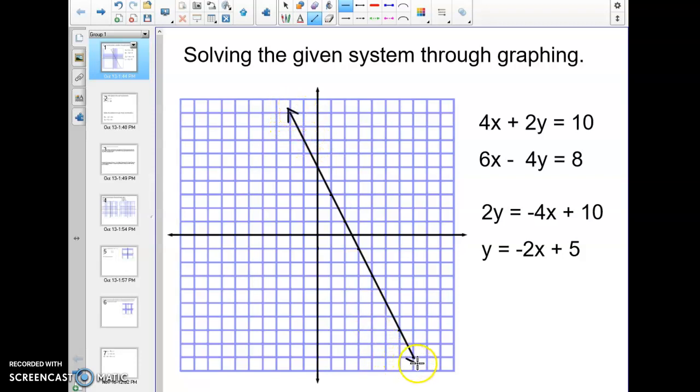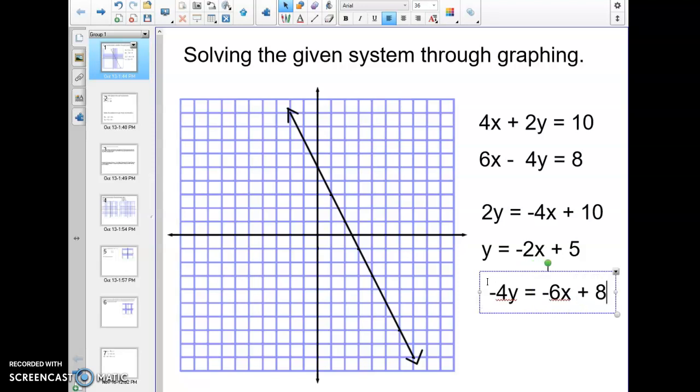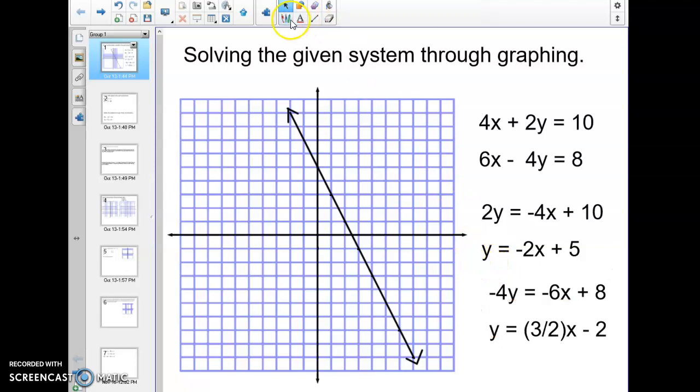Now obviously we're looking for an intersection. That's going to be our solution. So when I do my second line, I'm going to end up with negative 4y equals negative 6x plus 8. And now I'm going to divide everything by negative 4. Negative 6 over negative 4 is a positive 3/2. And then 8 divided by negative 4 is a negative 2. So now my y-intercept is a negative 2.